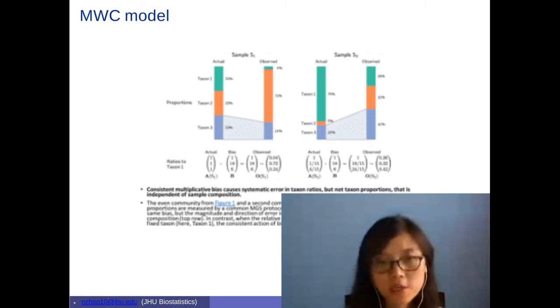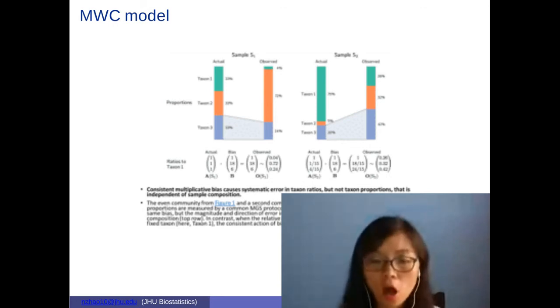So what would this multiplicative bias mean to us with respect to analysis? One of the things that we can immediately realize is that because of the multiplicative bias, the data that we receive may sometimes direct us to a different conclusion than the truth. And this is true even when all the samples were processed in the same way, and all the samples have the same bias factor.